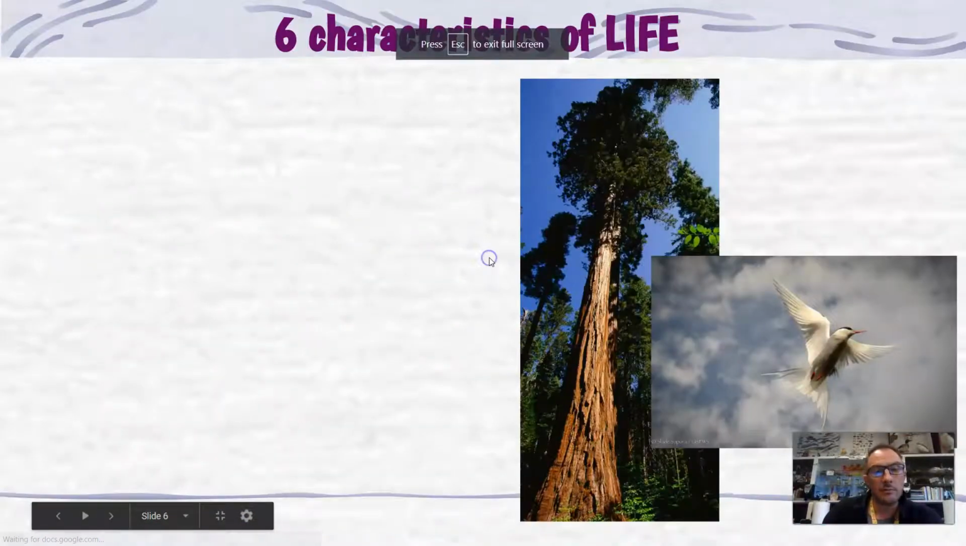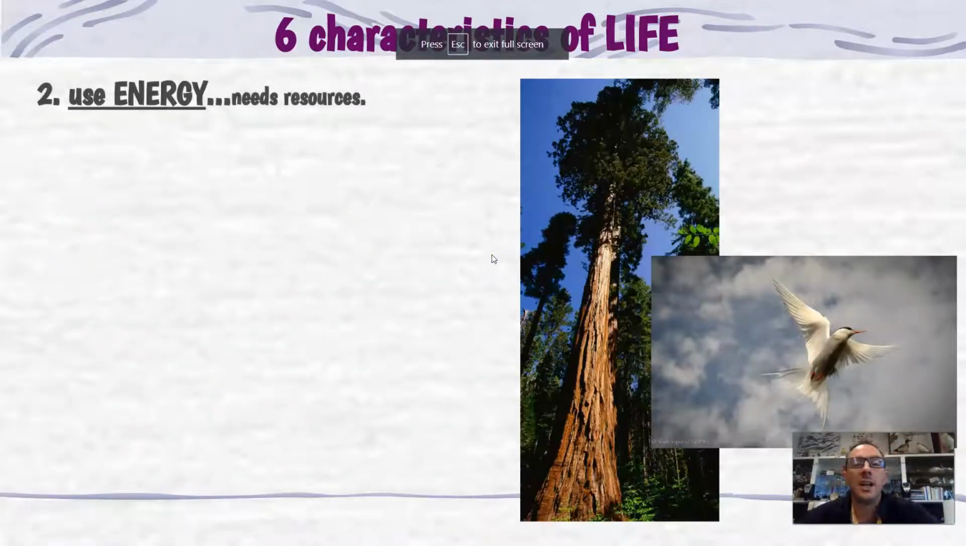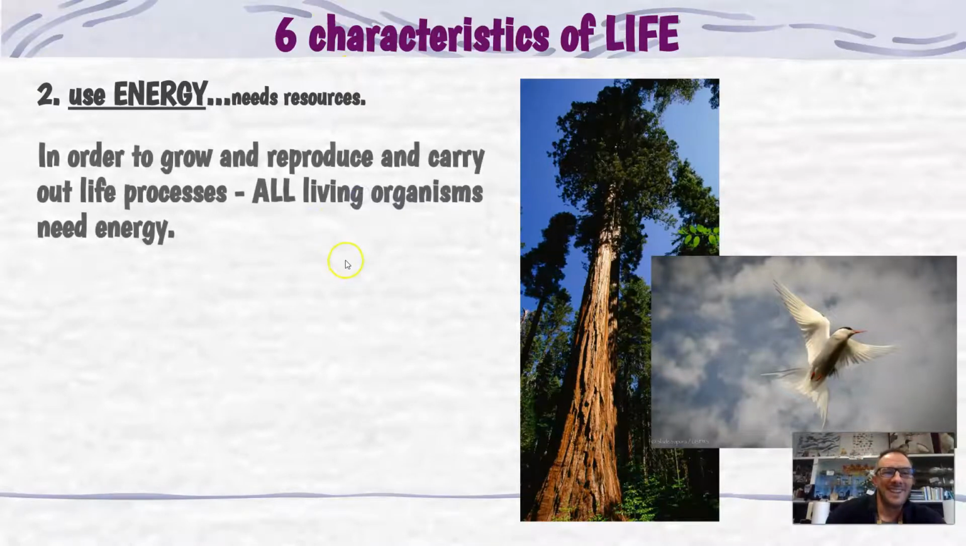Let's keep going. Another characteristic of life is that all living things here on Earth require and use energy and need a source of energy. Okay? So in order to grow, reproduce, carry on life processes, all living organisms need energy. So we learned about in ecology, producers produce their own energy by converting the sun's energy into chemical sugar energy and into their bodies, into their structures.